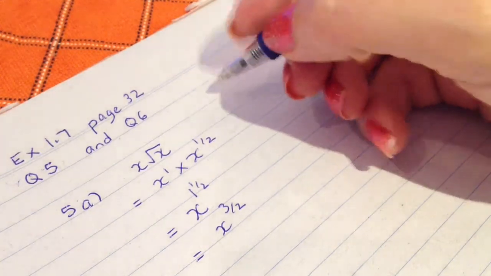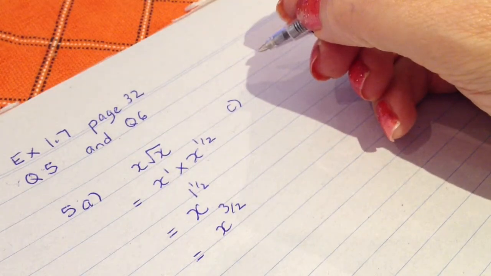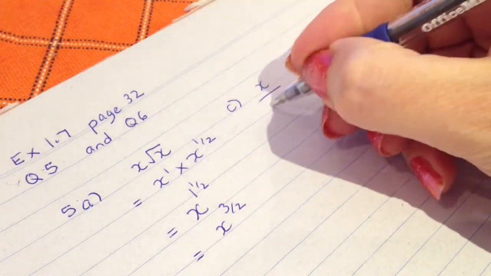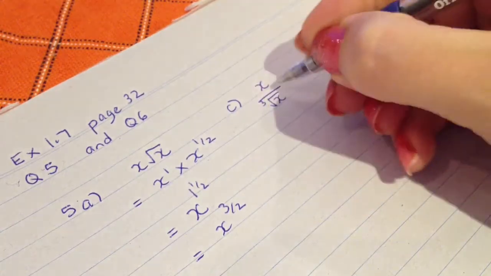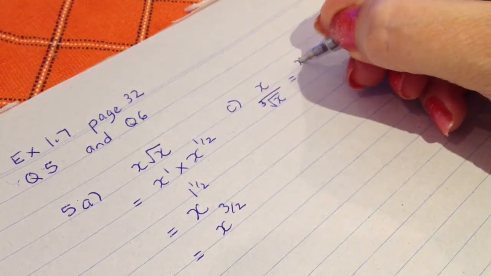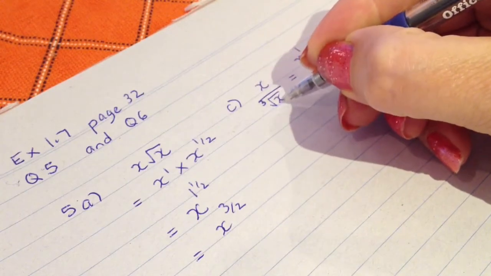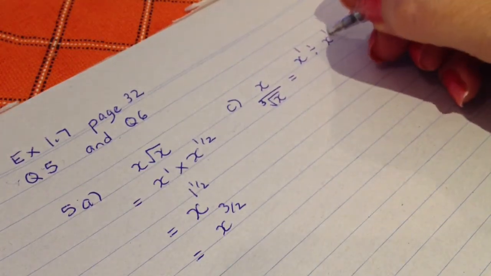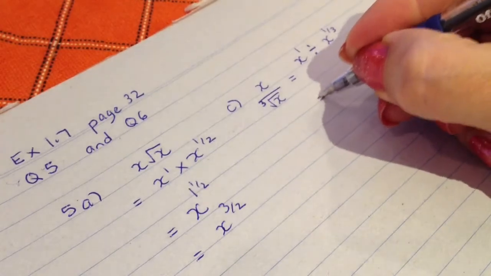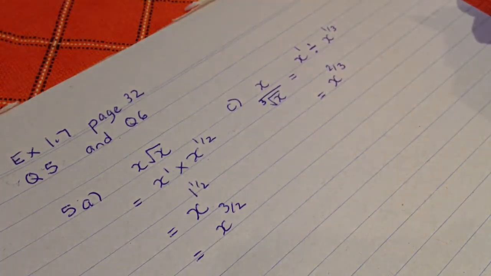Okay, now some of you asked about C and so on, so I'll show you 5C. 5C asks to simplify x over the cube root of x. Okay, cube root, make that clear. So that's the same as x to the 1 divided by x to the 1/3. That's a cube root of x. What happens when you divide and you have the same bases? You subtract the powers. So there'd be x to the 1 minus 1/3, which is x to the 2/3. Okay?